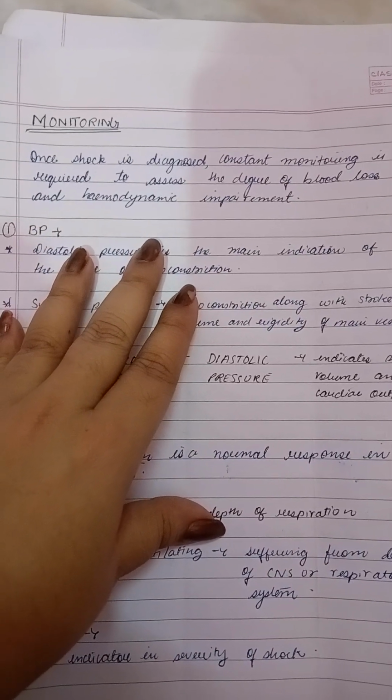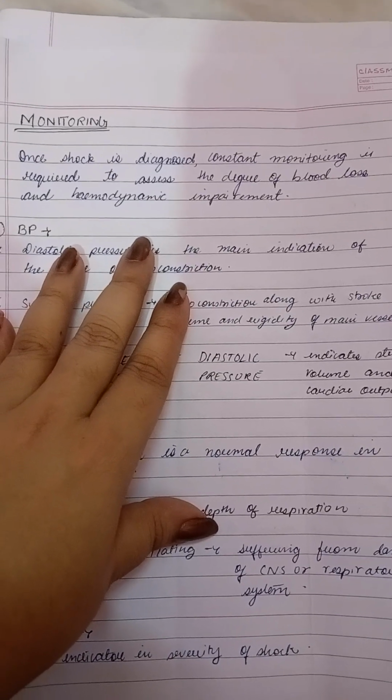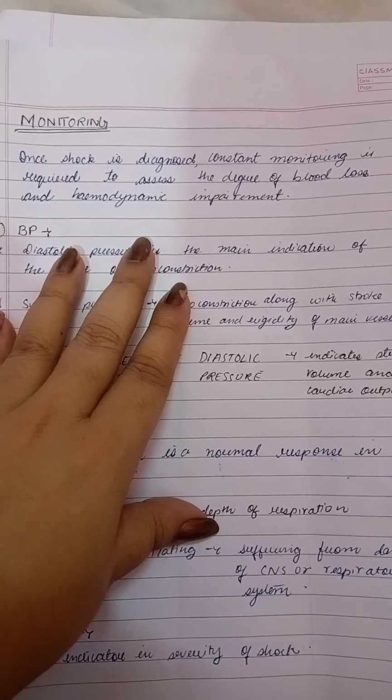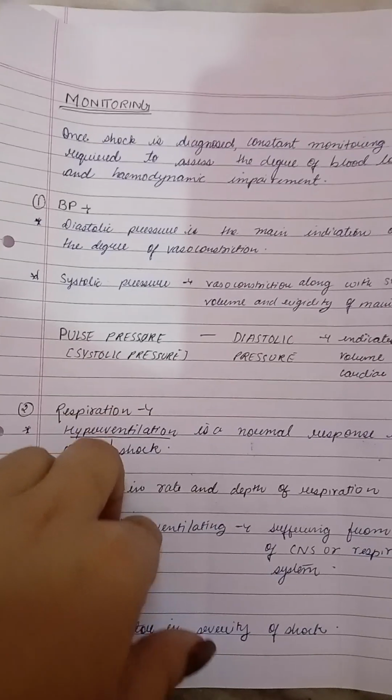Once shock is diagnosed and established, then we have to do constant monitoring to assess the degree of blood loss and hemodynamic impairment. What all we do in monitoring, we'll be discussing.